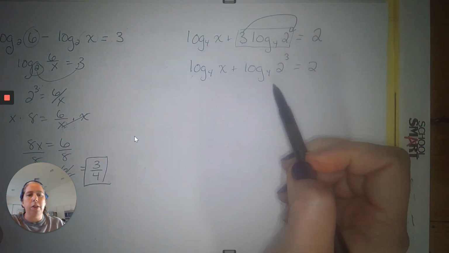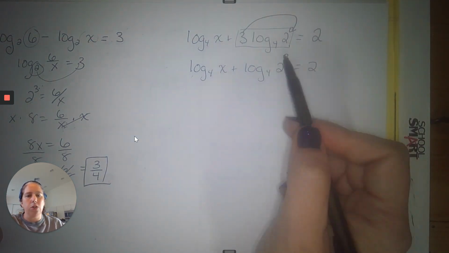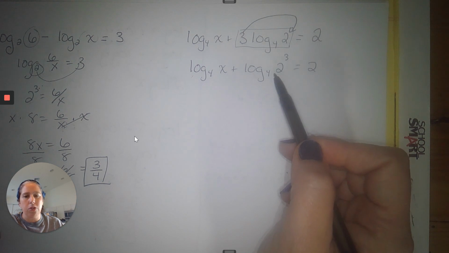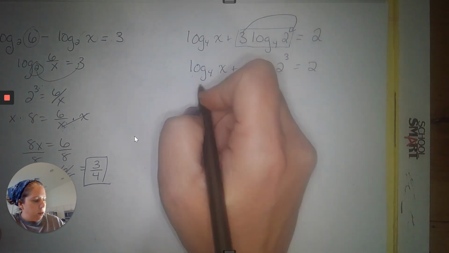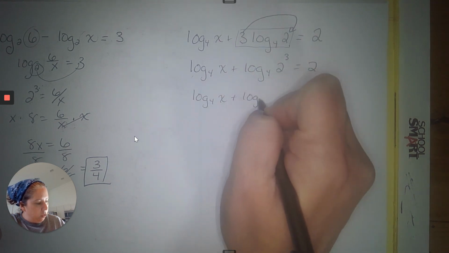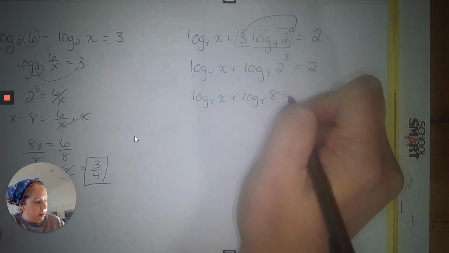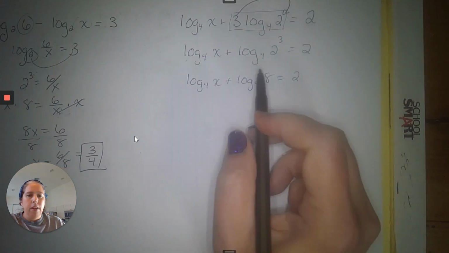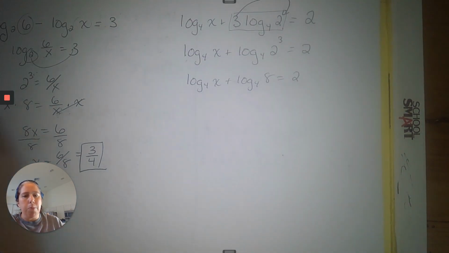Now, those of you who know how to do the math, you can kind of skip this part and just change that to what it is. I'm going to do a couple extra steps so you guys can see what's going on. So log base 4 of x plus log base 4 of 2 to the third is 8 equals 2, right? Okay, now that's a plus sign, so we're going to have to multiply.